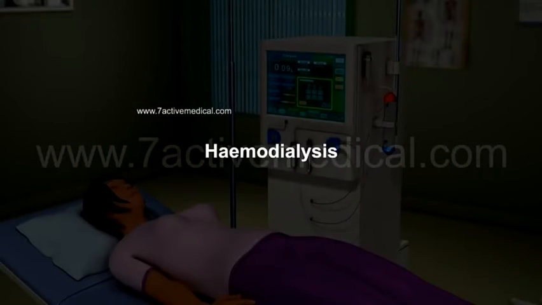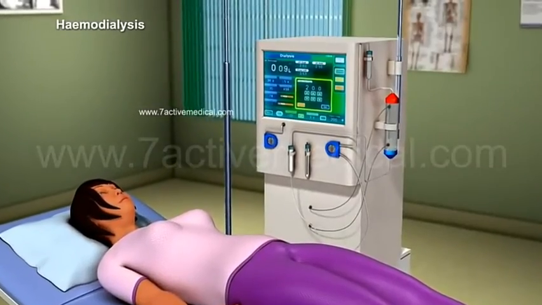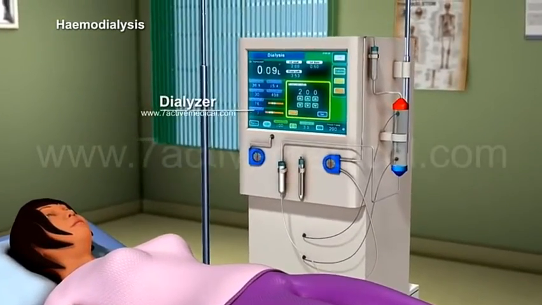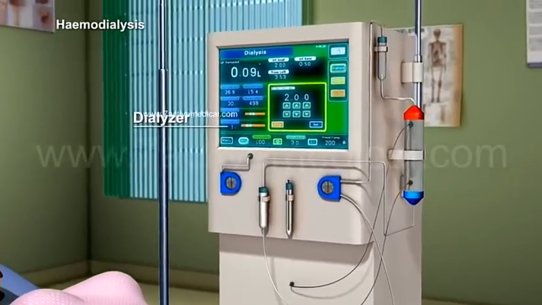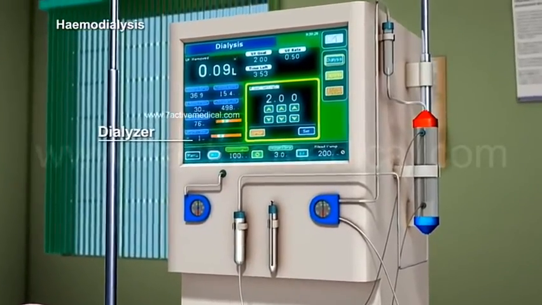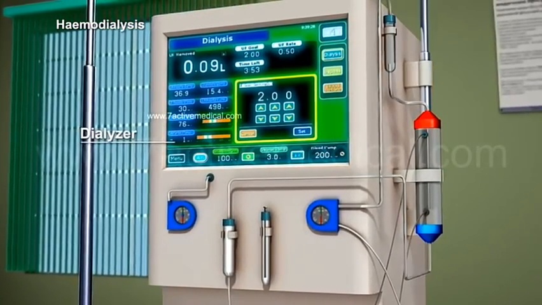Hemodialysis. This is done with the aid of a dialyzer, which is a machine present outside the body, which removes the toxic substances from the blood.